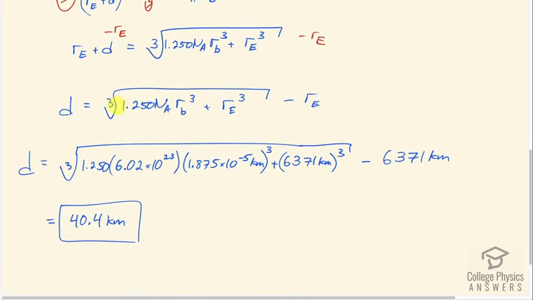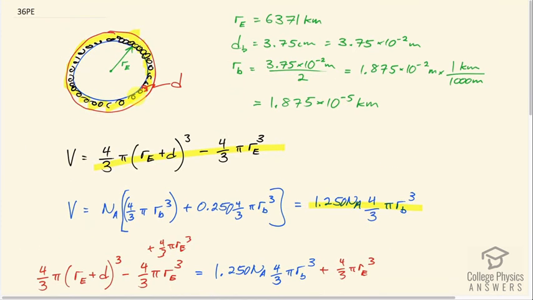So the depth is the cube root of 1 1/4 times Avogadro's number, which is 6.02 times 10 to the 23, times the radius of a single ball cubed, which is 1.875 times 10 to the minus 5 kilometers cubed, plus the radius of the Earth, 6,371 kilometers cubed, minus the radius of the Earth. And this is 40.4 kilometers. So this layer of ping pong balls will be 40.4 kilometers deep in order to have an Avogadro number of ping pong balls on the Earth.